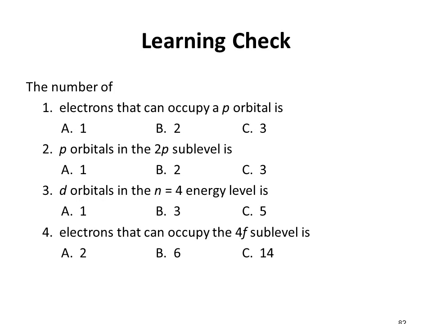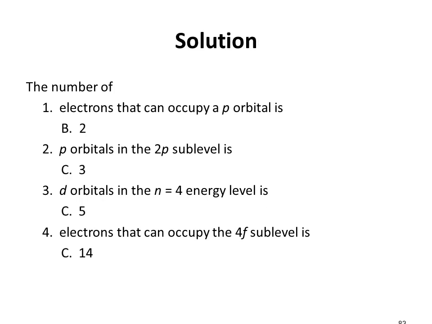Next, d orbitals in the n equal to 4 level. We can have 5 different d orbitals, so that'd be choice C. And then the number of electrons that can occupy the 4f sublevel. The 4f sublevel can have 7 different orbitals. Each orbital can hold 2 electrons, so 7 times 2 is equal to 14. Choice C.